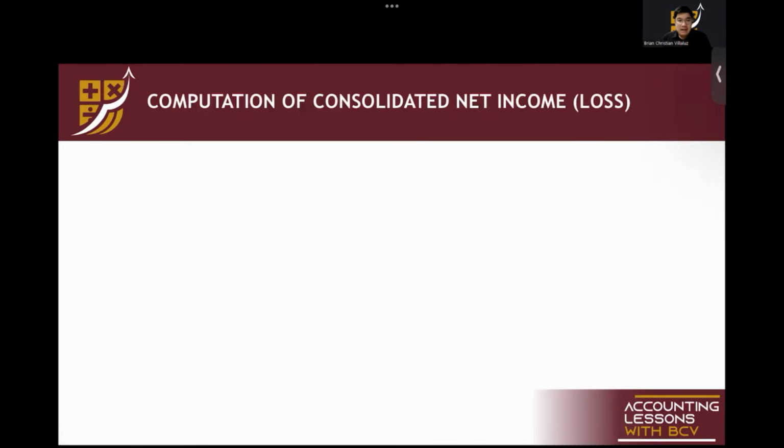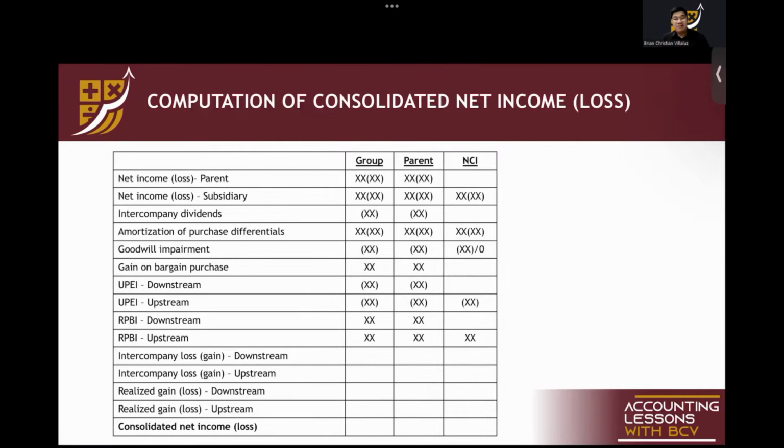Next. Ano naman kaya ang impact niyan sa computation ng consolidated net income? Charan! Humaba na naman ang computation ng ating conso net income. So as you can see, from net income parent down to your RPBI upstream, okay na po tayo dyan dahil na-discuss na yan sa mga prior lecture videos natin. No? So mas magpo-focus na lang tayo dito sa mga intercompany gain or loss. Okay? Sige.